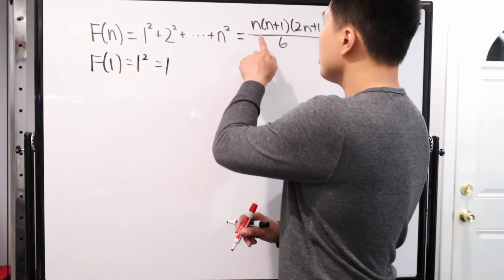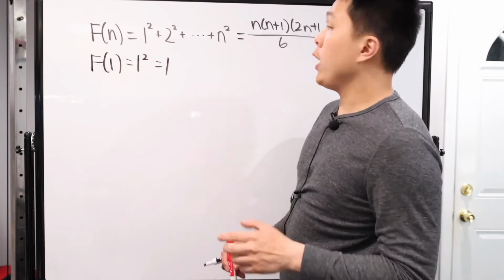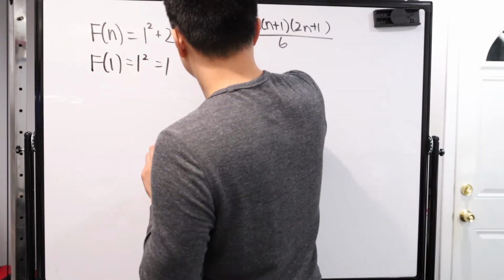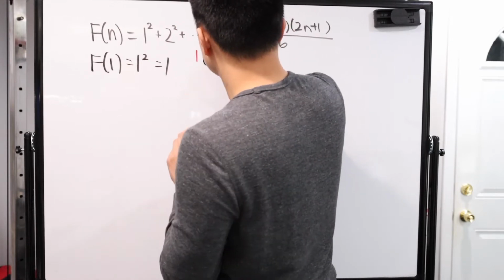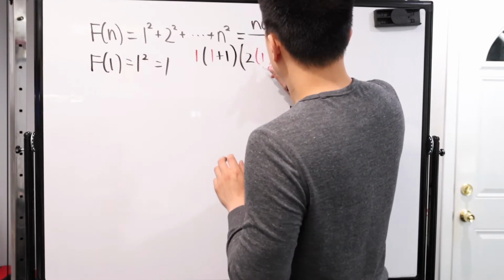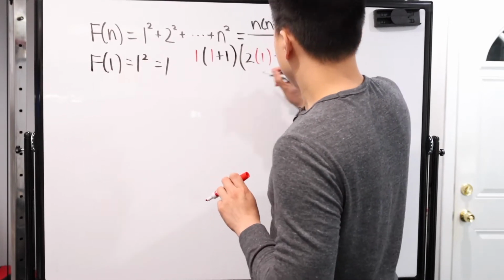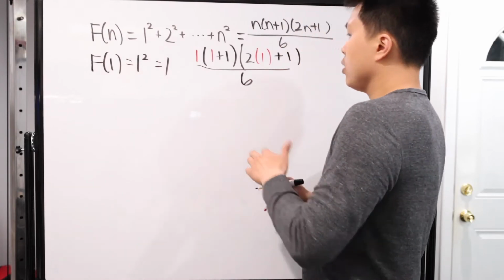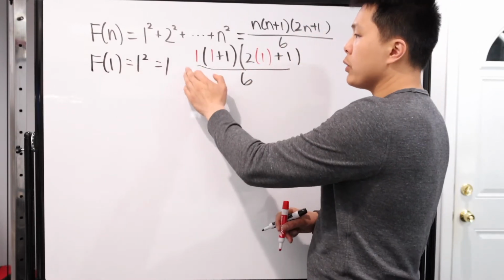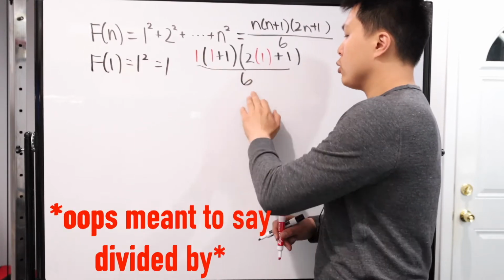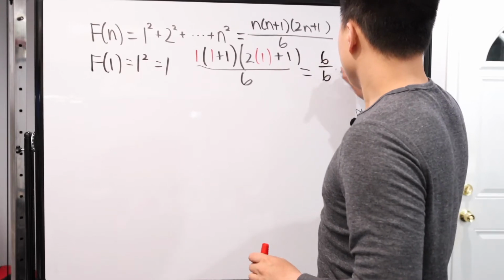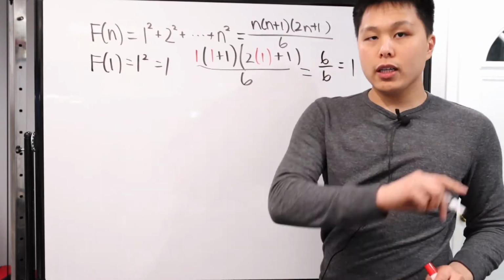So what we're going to do is for all of n, we're going to plug in 1. So we have basically 1 times 1 plus 1 times 2 times 1 plus 1, all divided by 6. Well, 1 plus 1 is 2. 2 times 1 is 2 plus 1 is 3. So basically we have 1 times 2 times 3 equals 6. Well, if that's the case, that's just 6 over 6, which is 1. Great. There is our starting point.